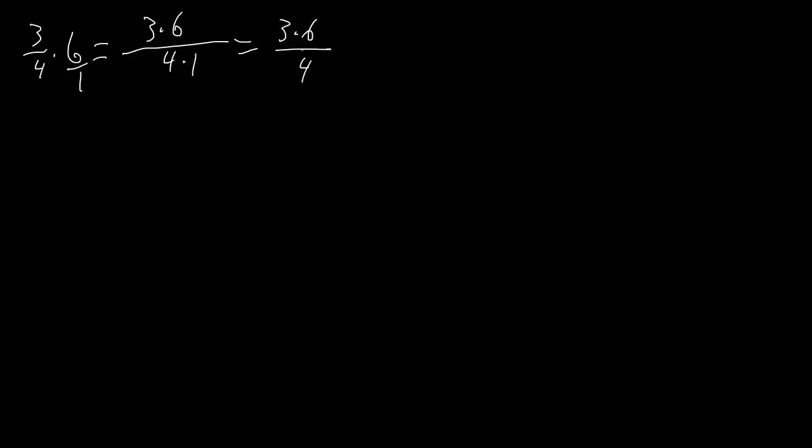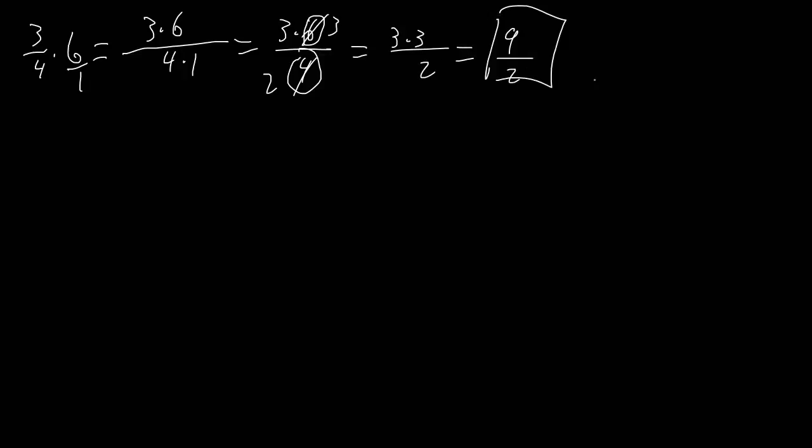Okay, let's see if we can reduce anything. Well, these two are even numbers, so we know that 2 goes into them. So 2 will go into 4 2 times. 2 will go into 6 3 times. So let's rewrite this. 3 times 3 over 2. Well, what's 3 times 3? That's 9 over 2. And that's our answer.